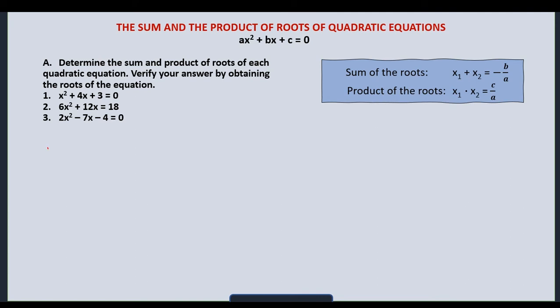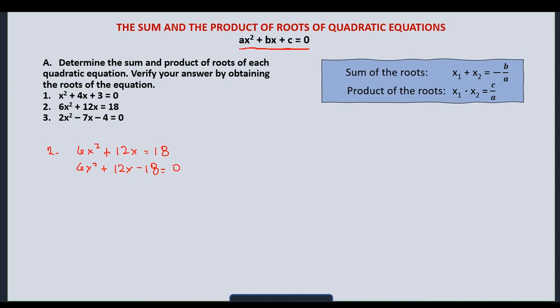Now for number 2, we have here 6x squared plus 12x equals 18. The first thing you must do is to make sure that your given quadratic equation is in the form of ax squared plus bx plus c equals 0, which is our standard form. So we need to arrange our given equation to 6x squared plus 12x minus 18 equals 0. Of course, that is applying addition property of equality.